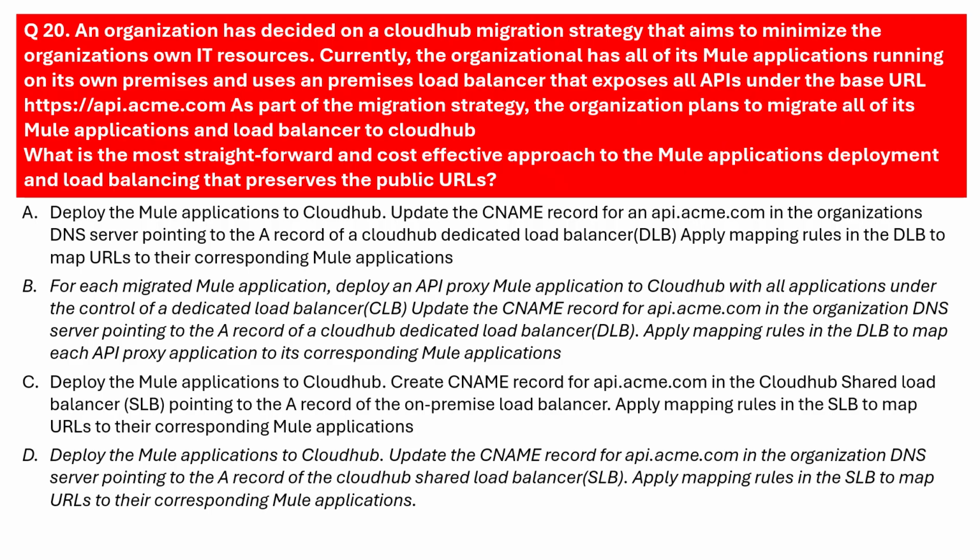C. Deploy the Mule applications to CloudHub. Create name record for api.acme.com in the CloudHub Shared Load Balancer, SLB, pointing to the A record of the on-premise load balancer. Apply mapping rules in the SLB to map URLs to their corresponding Mule applications. D. Deploy the Mule applications to CloudHub. Update the name record for api.acme.com in the organization DNS server pointing to the A record of the CloudHub Shared Load Balancer, SLB. Apply mapping rules in the SLB to map URLs to their corresponding Mule applications.